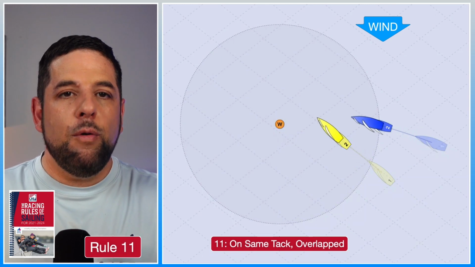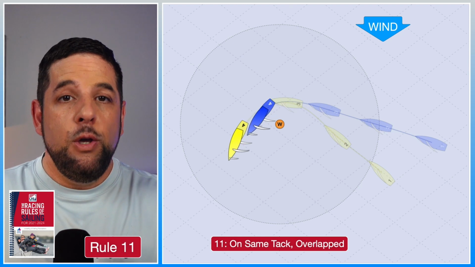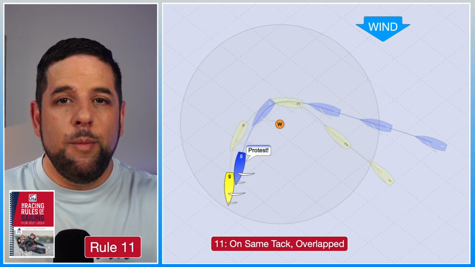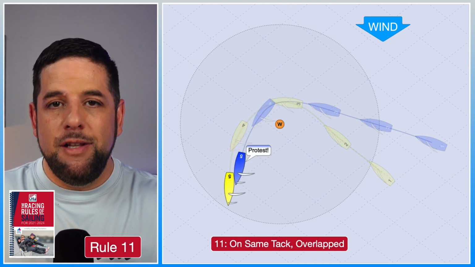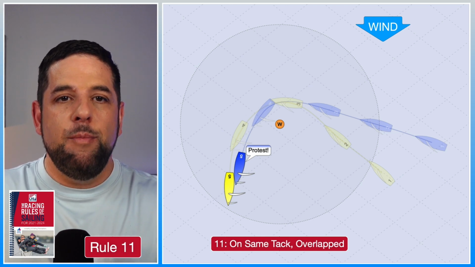Once you've been given mark room and have rounded the mark, you must keep clear of right-of-way boats. You have been given mark room when you have rounded the mark and are on a course needed to sail your next leg, and are able to keep clear of an outside right-of-way boat without touching the mark or fouling another boat.